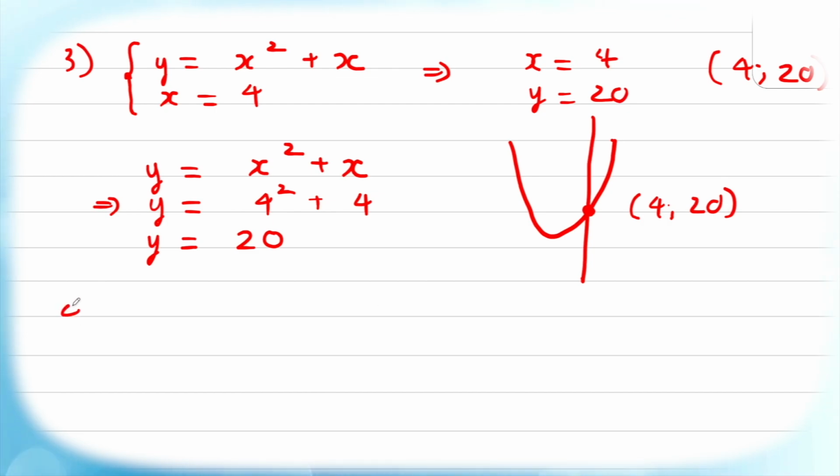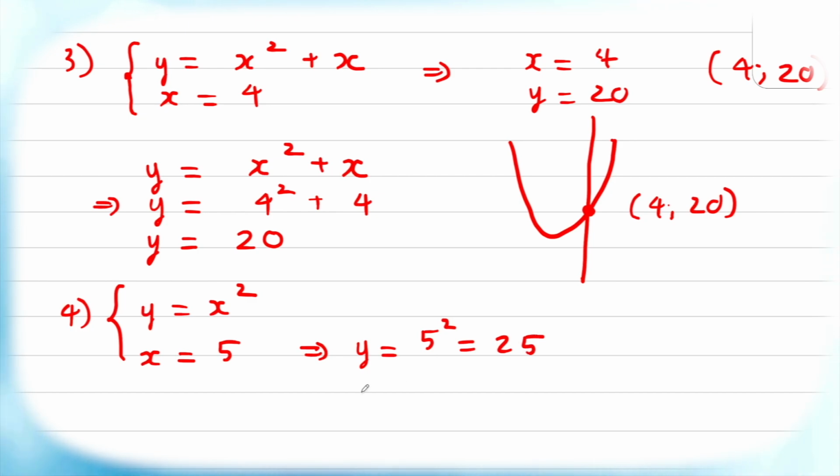Okay, so the next one, y equal to x squared. And for here, we got the value of x equal to 5. Okay, so because x equal to 5, we cannot convert this to the quadratic equation. We just use substitution. y equal to 5 squared, I mean 25. x equal to 5 and y equal to 25. The form of point for this question will be 5 and 25. Okay, that's it. We finish this question.